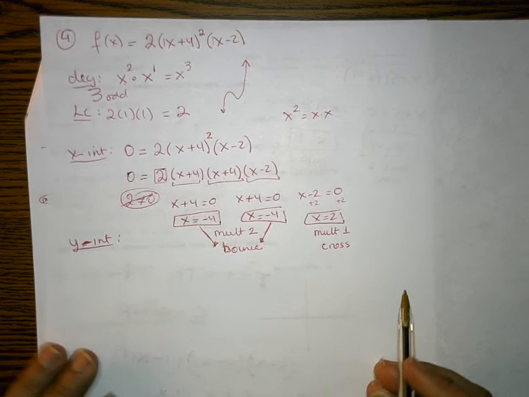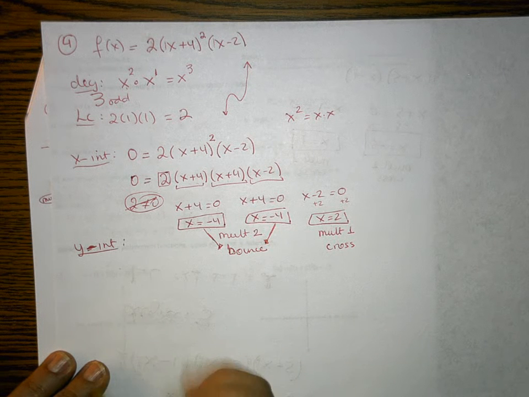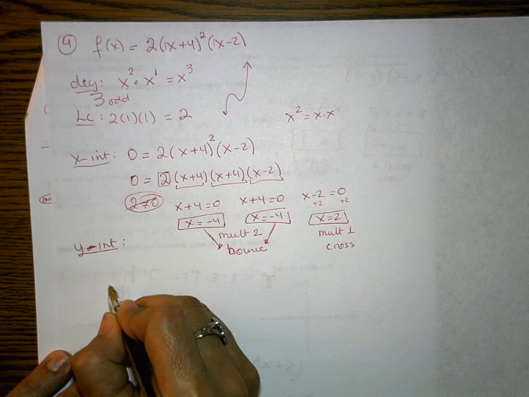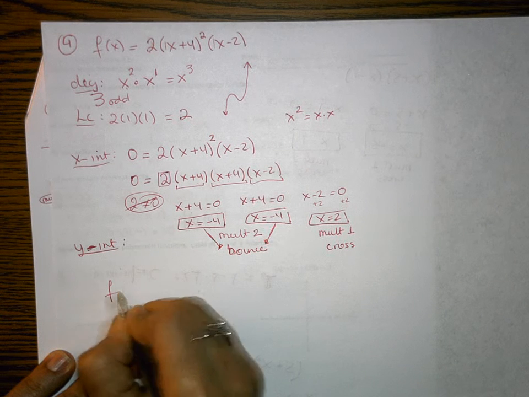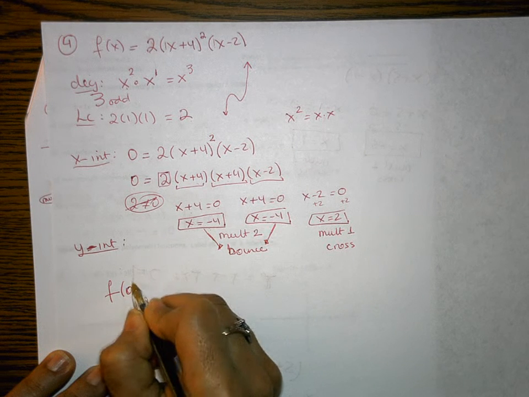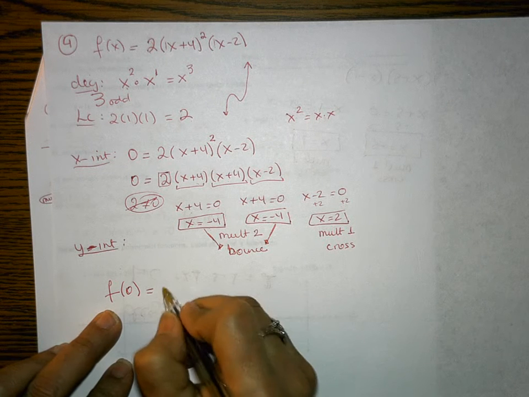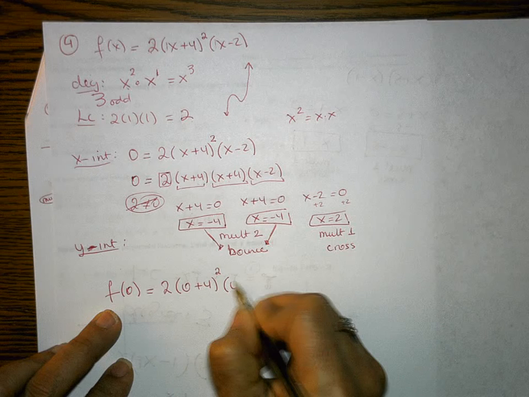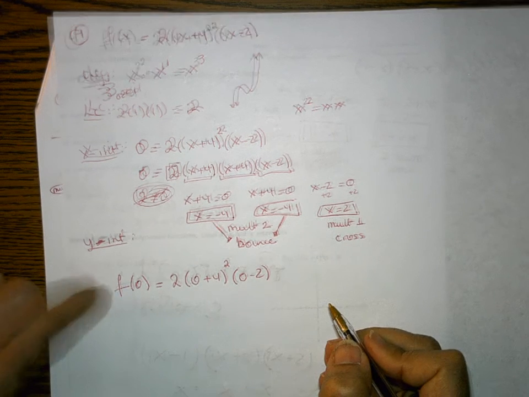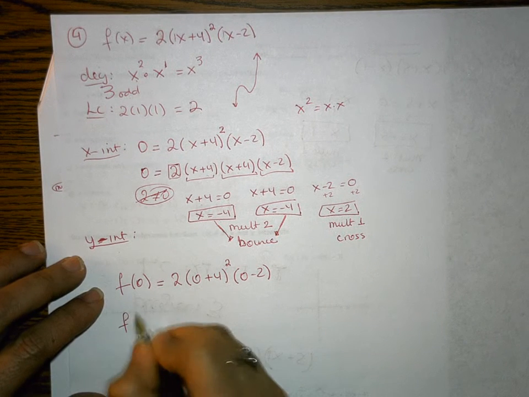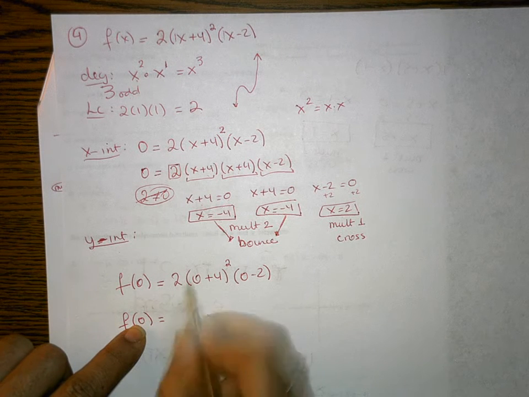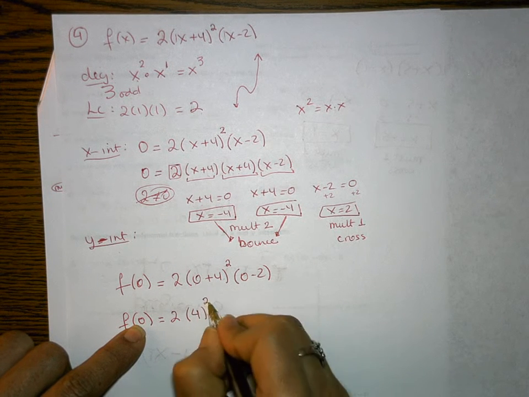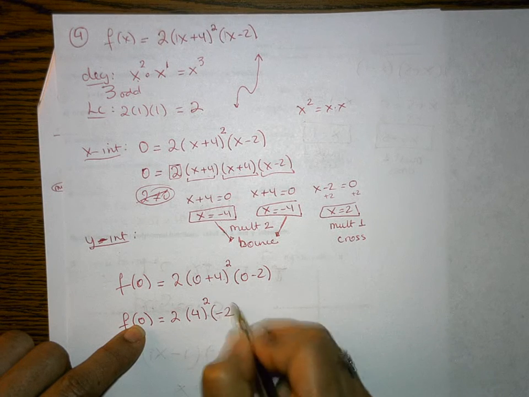Now let's find out the y-intercept. For the y-intercept, we set the x value equal to 0. So we go back to the original function. It says f of x; instead of x, I'm going to put a 0, because that's exactly what I want to know. 2 times (0 plus 4) squared, and then (0 minus 2). That's what my y value is going to be. F of 0: when I plug in a 0 for x, I got 2 times 0 plus 4 is a 4, and you square it. And 0 minus 2 is a negative 2.